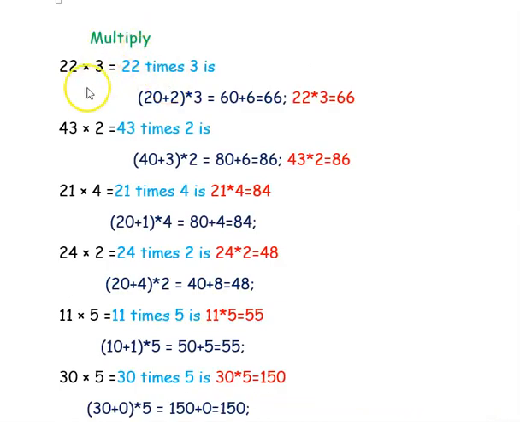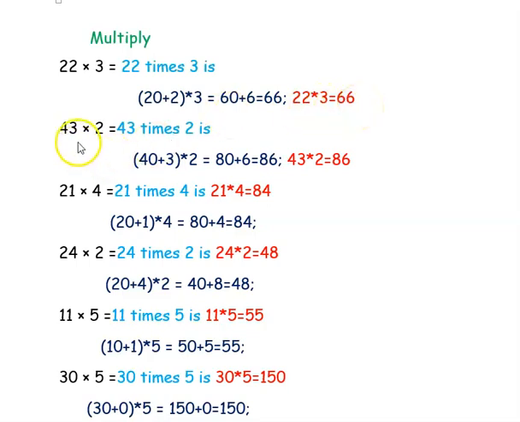So, the question is multiply. The first number is 22 into 3. That is, 22 times 3 is dash. So, 22 is repeated 3 times: 22 plus 22 plus 22. Instead of adding like this, we are splitting this 22 as 20 plus 2 and then multiplying with 3. So now 20 is repeated 3 times. 20 into 3 is 60 plus 2 into 3 is 6. So 60 plus 6 is 66. So 22 into 3 is 66.